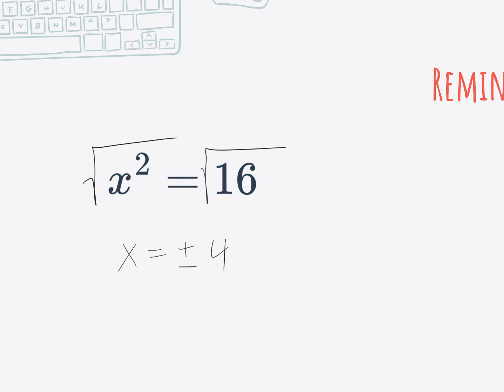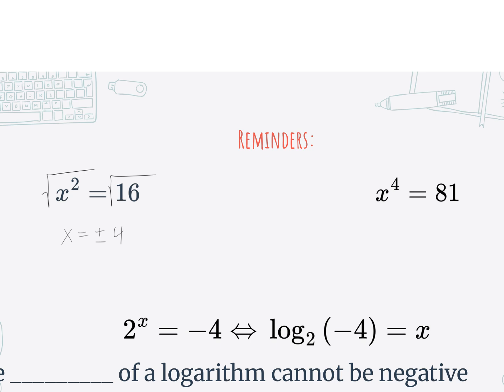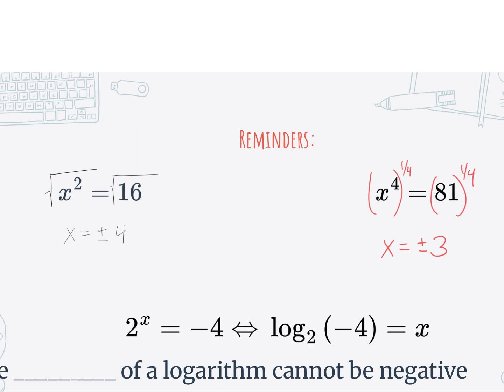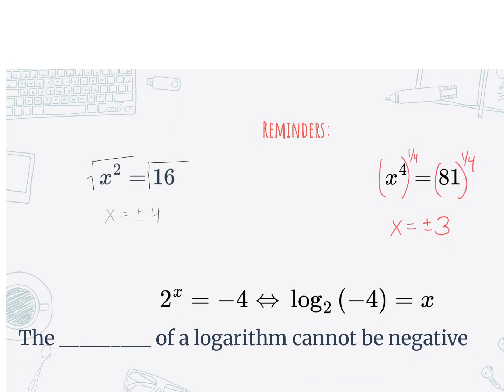If you plug both 4 and negative 4 in for x, both will equal 16. We can extrapolate on this idea for any even-numbered exponent. In this case we have x to the fourth. To undo that, we raise both sides to the 1/4 power, or the fourth root. What results is x equal to plus or minus the fourth root of 81, which is 3. We need to remember that because it's going to impact us today.